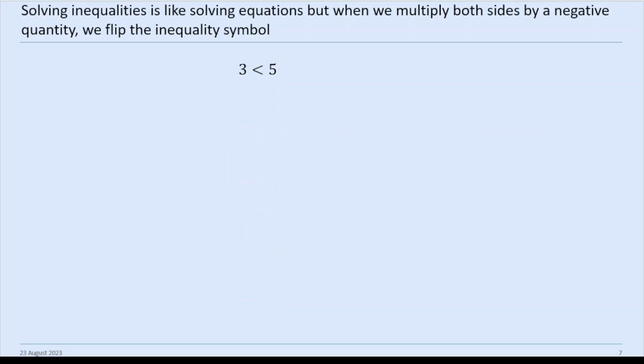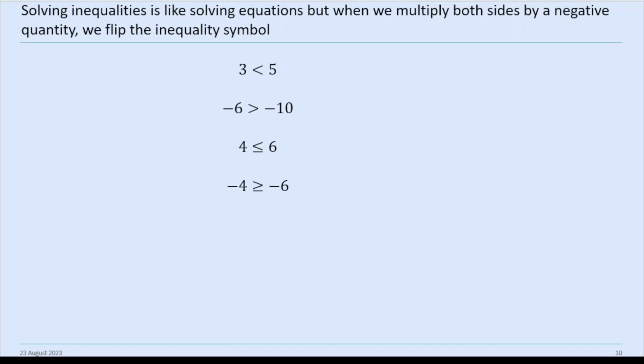Solving inequalities is like solving equations, but when we multiply both sides by a negative quantity, we flip the inequality symbol. This is why. Because 3 is less than 5, if you multiply both sides, say, by minus 2, you get the true fact that minus 6 is greater than minus 10. So we need to flip the inequality when we multiply by a minus number.